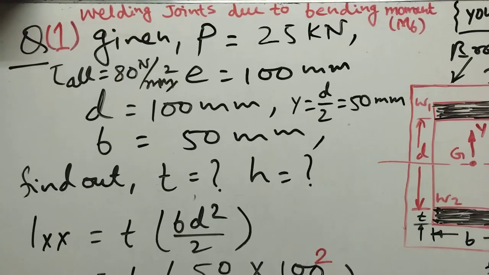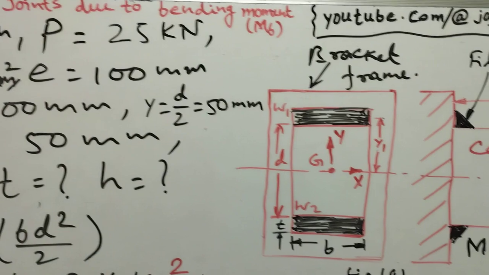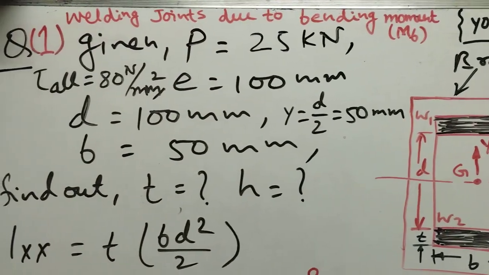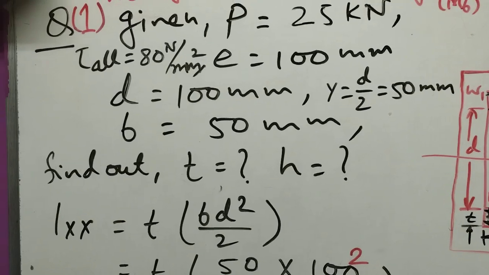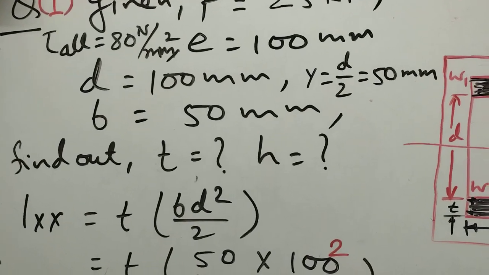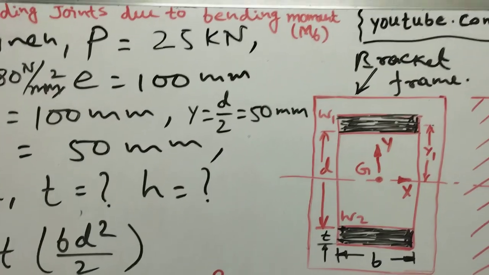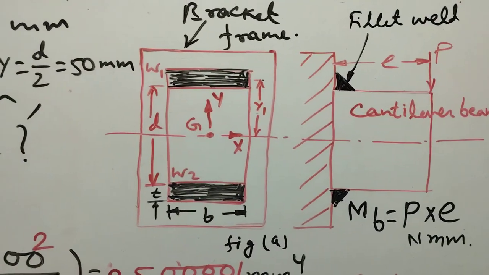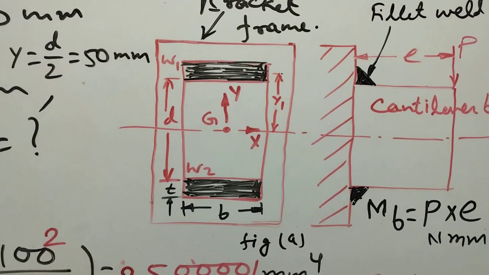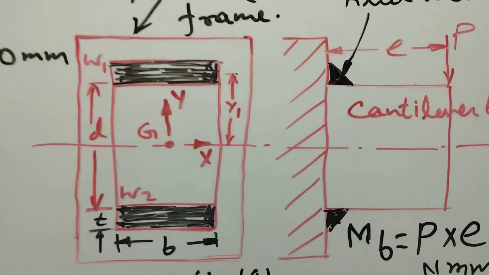Here we assume some parameters of the bending moment applied on the bracket frame of a cantilever beam. Given P equal to 25 kilonewton, allowable shear stress 80 Newton per millimeter square, eccentricity is 100 millimeter, where the load P is applied from the bracket, and this is the cantilever beam, and D is the distance between the two fillet welds. G is the center of gravity.